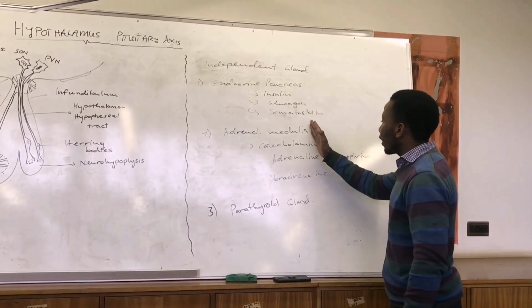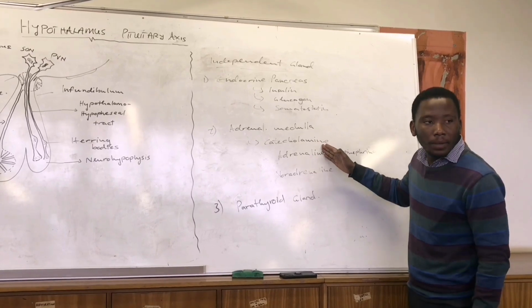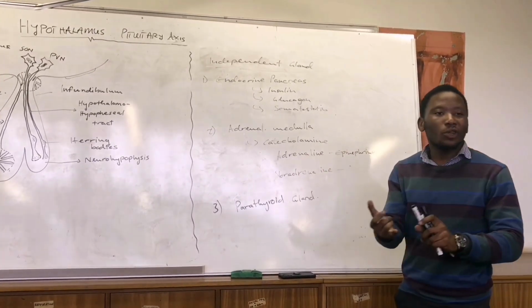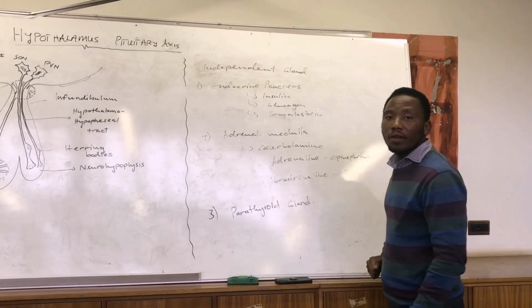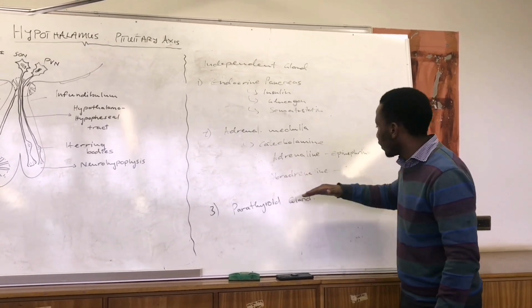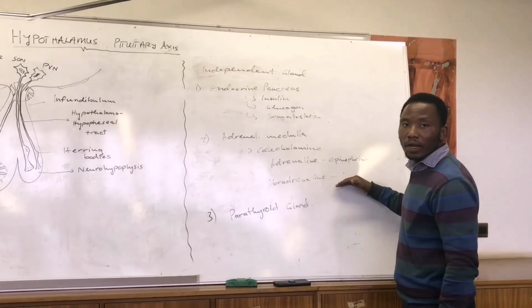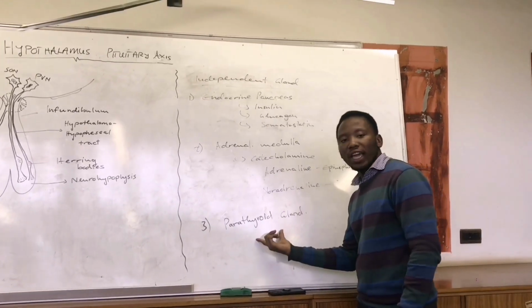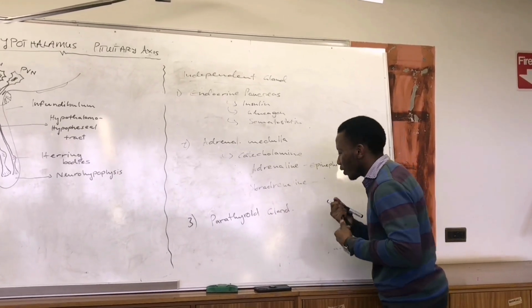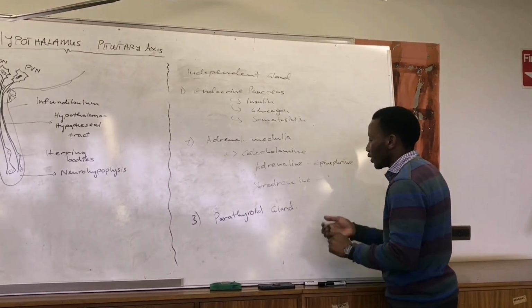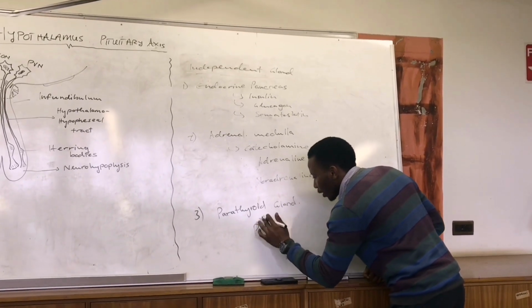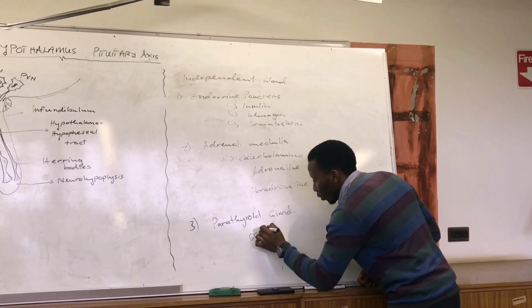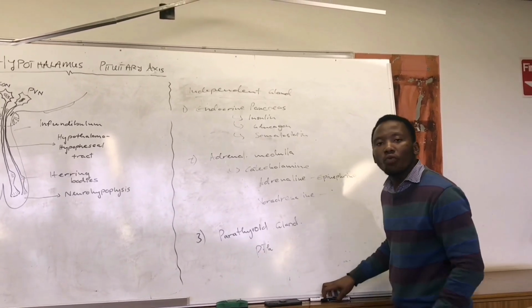So the adrenal medulla will secrete what are called catecholamines. The catecholamines, that's your adrenaline, also known as epinephrine, okay? Then we have your noradrenaline, also known as norepinephrine. The third one is your parathyroid gland. The parathyroid gland functions to secrete what we call PTH, okay? Parathyroid hormone. Parathyroid hormone will function in bone resorption, okay?